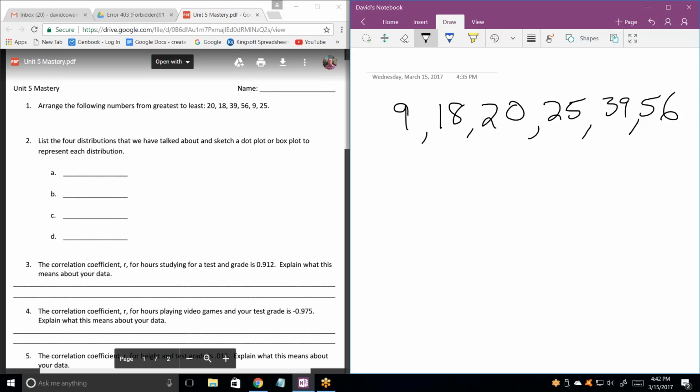Right. In other words, if I had two 18s, I would have a mode of 18. That's what mode means, is most common.